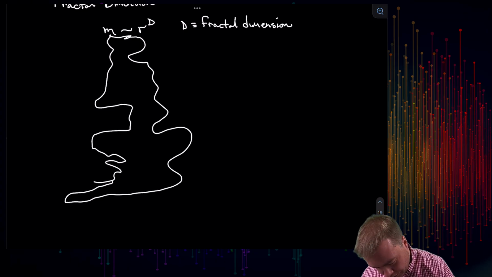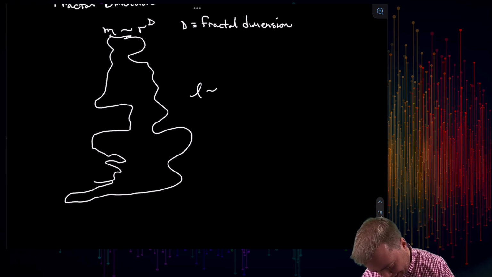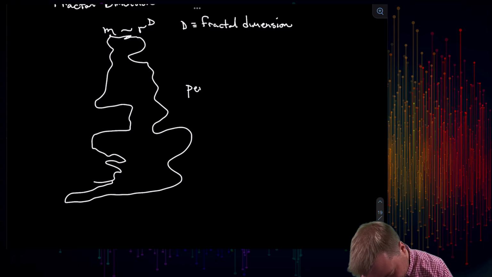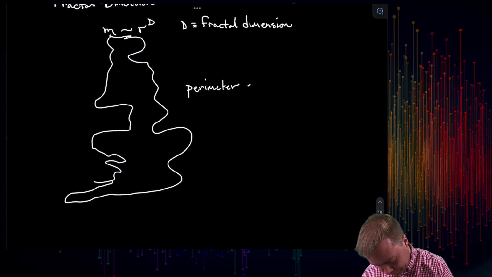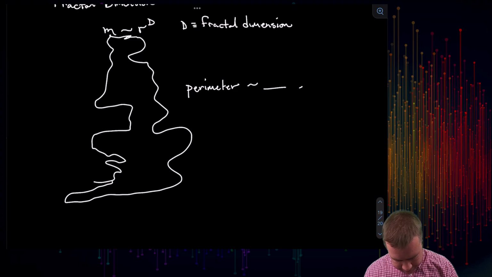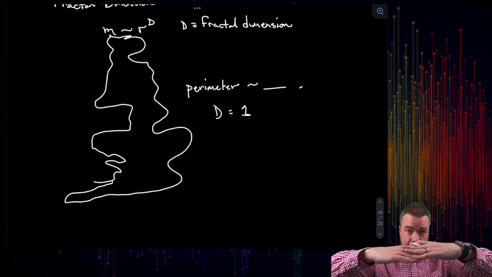What they did historically is they looked at what the length of this coastline was and found that it scaled. So the total, I guess I should say, perimeter of the coastline scales as some power. I forget what it scales with now. But the point is that if you had something that was completely one-dimensional, then D would be equal to 1. It would be a one-dimensional object like a line.